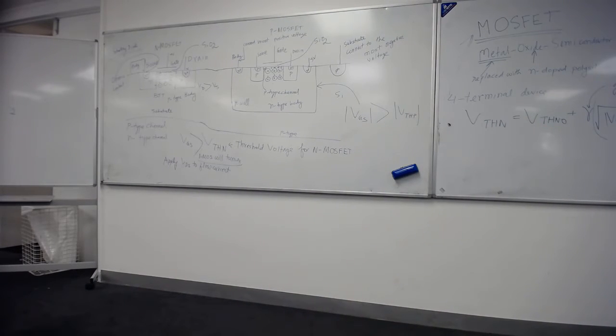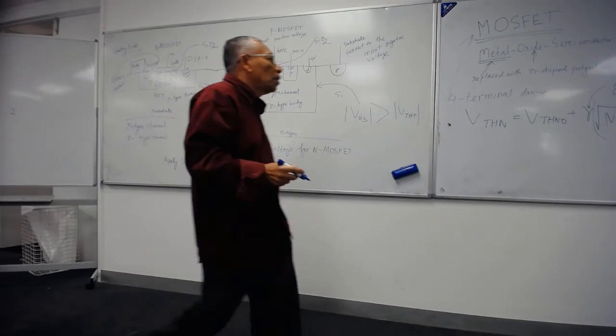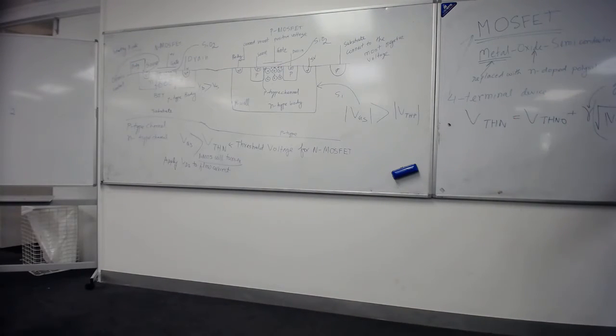If VSB equals 0, and there's a negative sign here, you see, then this part is 0. Then you have the square root of twice phi F minus the square root of twice phi F. Isn't that 0? Yes, you can see now.